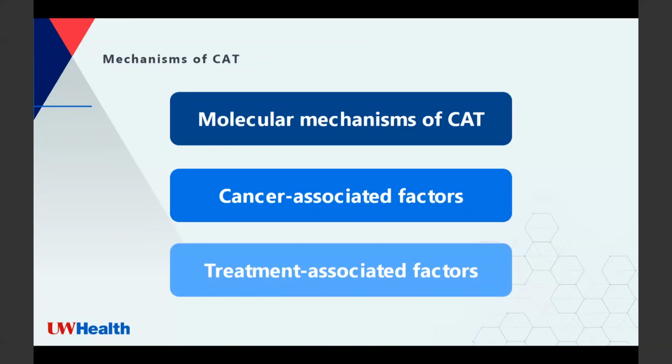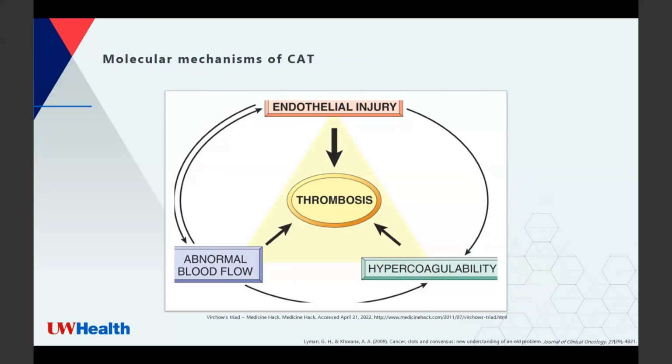And so it's generally recognized that cancer and thrombosis are linked by multiple molecular mechanisms. It's also known that in addition to patient-specific factors, both cancer and treatment-associated factors impact coagulation to increase thrombosis risk, and I'll spend a little bit of time going through these mechanisms. So we'll start with molecular mechanisms of cancer-associated thrombosis.